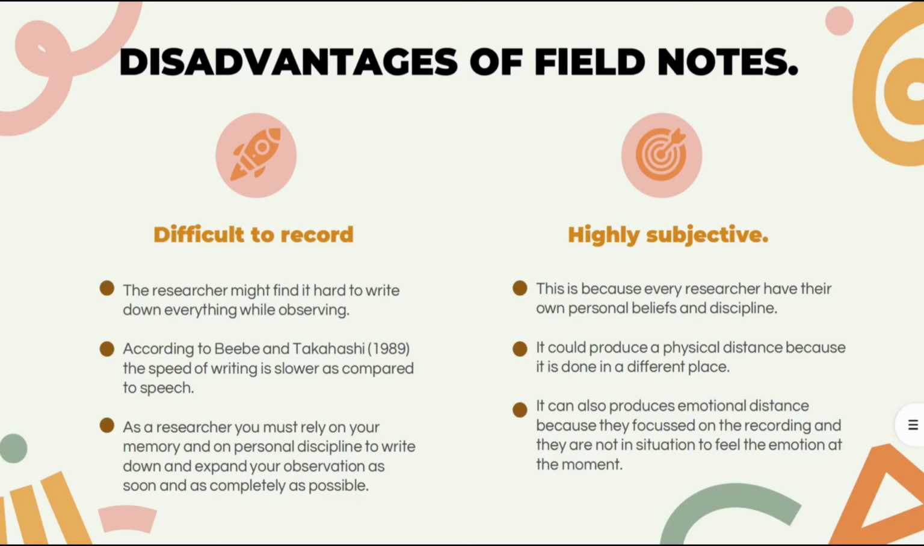The second disadvantage of field notes is that they are highly subjective. This is because every researcher has their own personal beliefs and discipline, and it could produce a physical distance because it is done in different places. Last but not least, it can also produce an emotional distance because they focus on the recording and are not in the situation to feel the emotion at that moment.